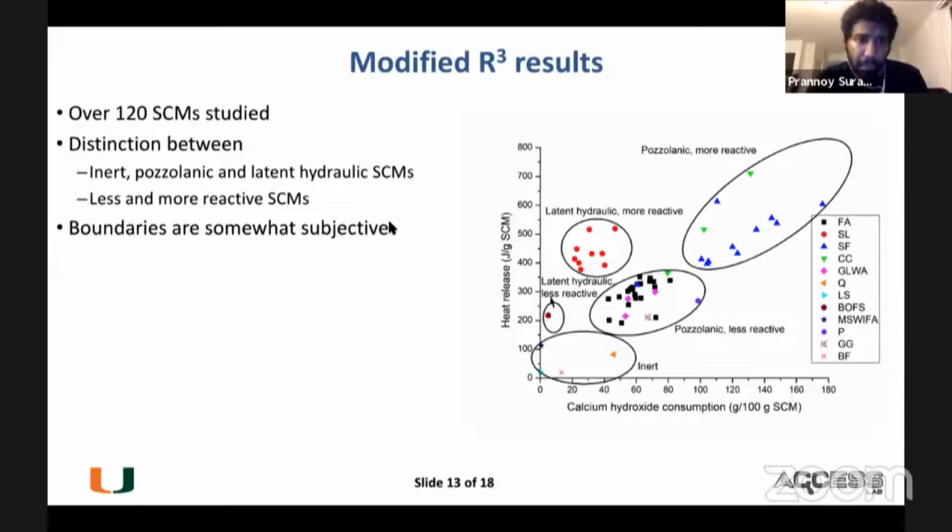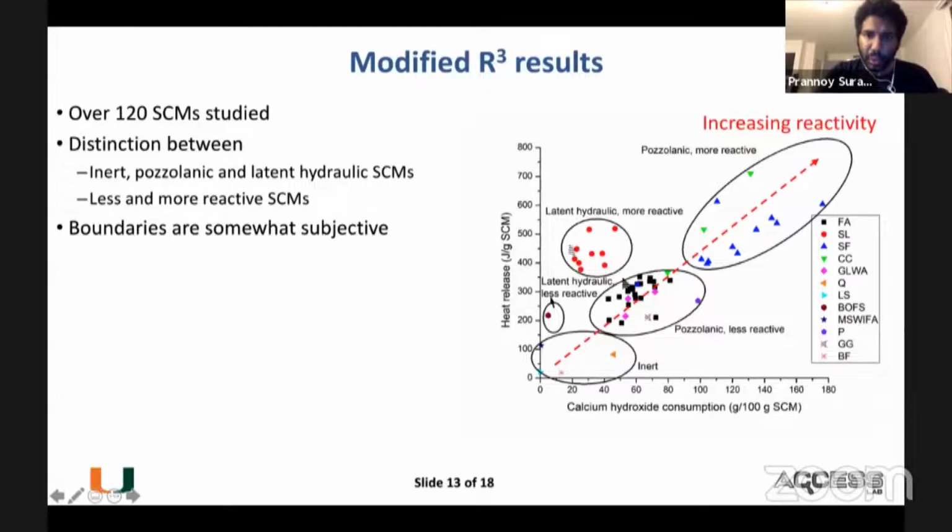It's an old graph, but basically you can see from the ovals that are drawn that there is a very clear distinction between inert materials, latent hydraulic materials, and pozzolanic materials. And you can also get an idea about less and more reactive SCMs. Specifically, as you go at a 45-degree angle, like this, you are having an increase in reactivity.